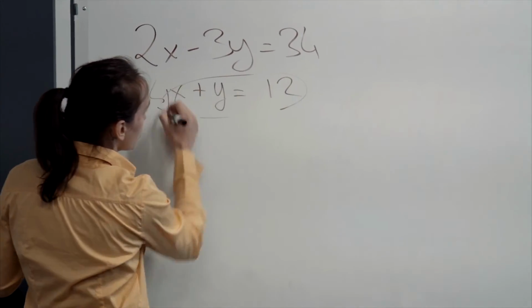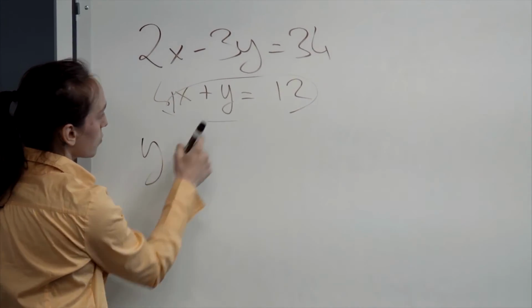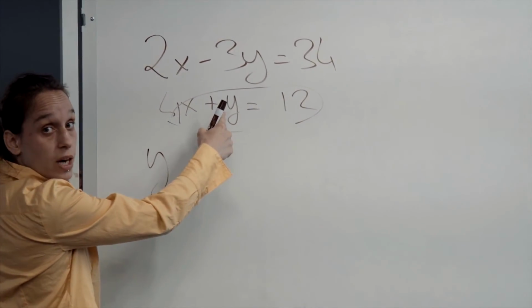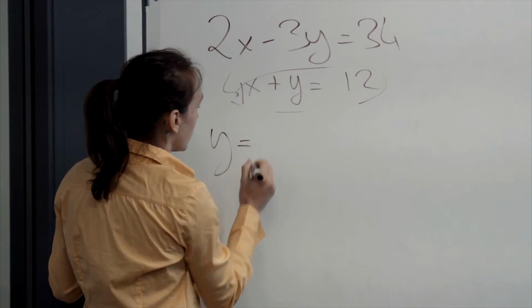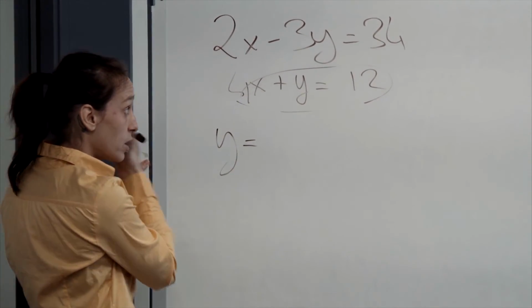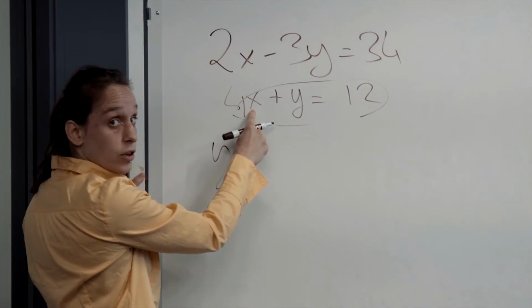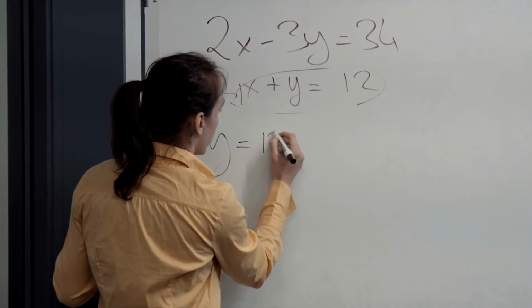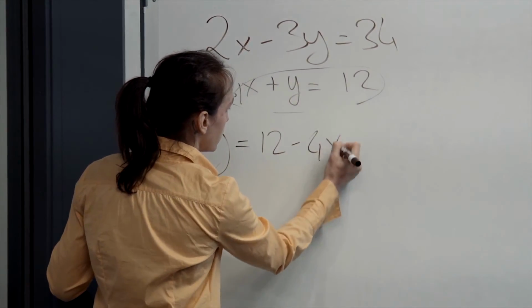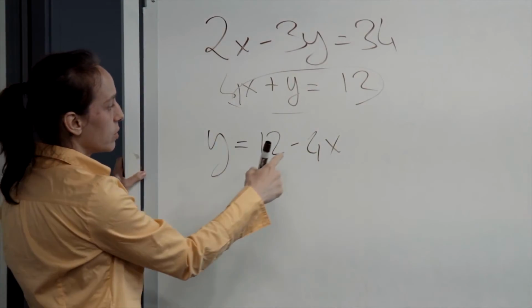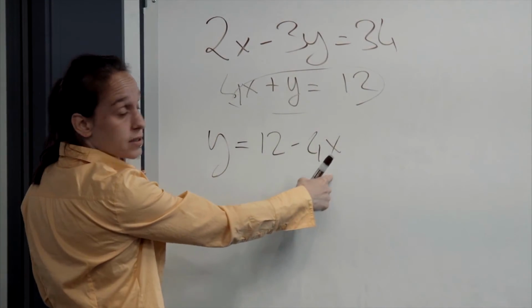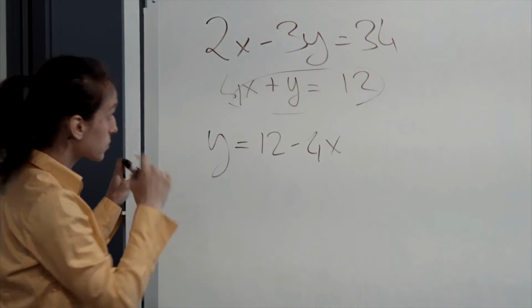In this case, this equation is the easiest one to work with because I already have y without any factors in front of it, so I don't need to do any divisions. So I'm just going to bring 4x to the other side of the equal sign, which of course will change its sign. So y is equal to 12 minus 4x. This is the same equation as above.